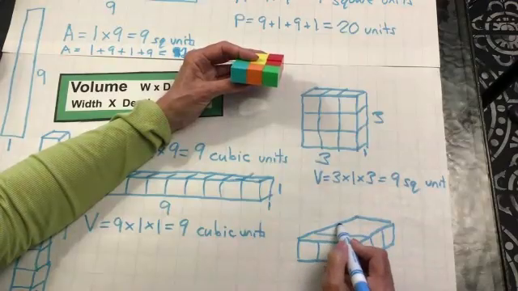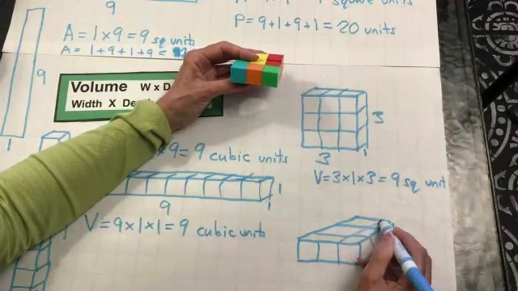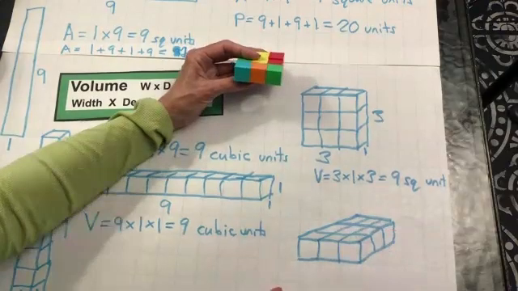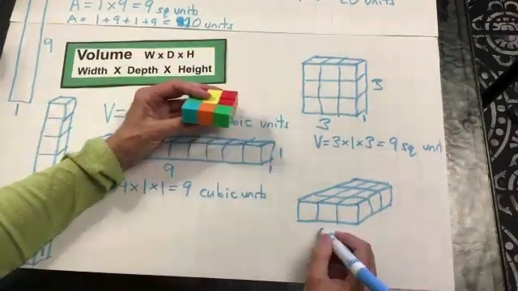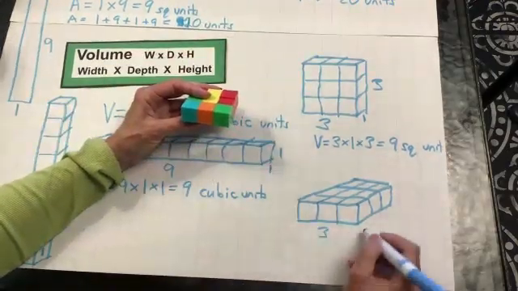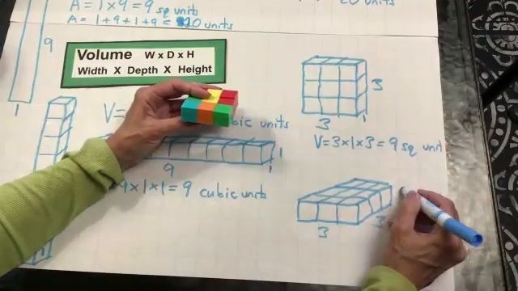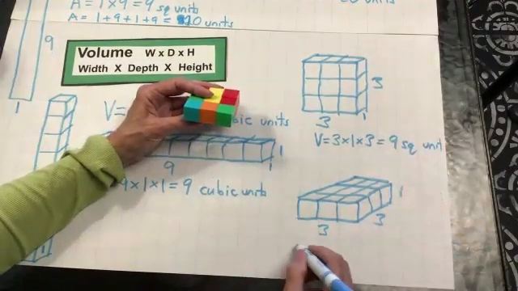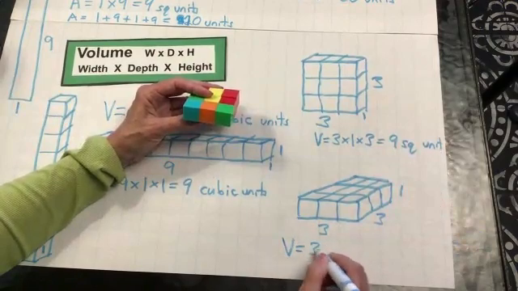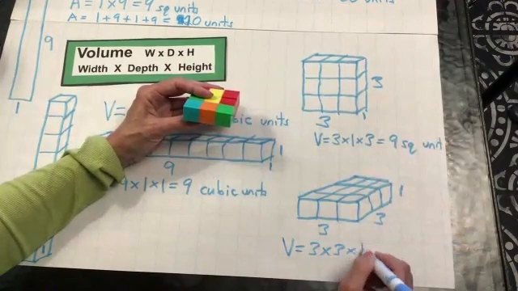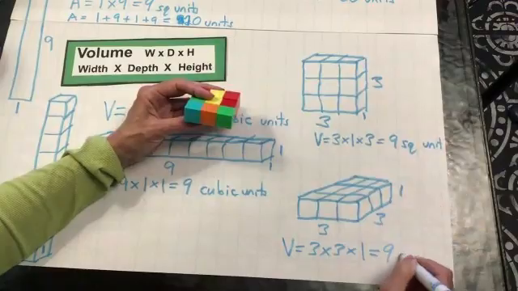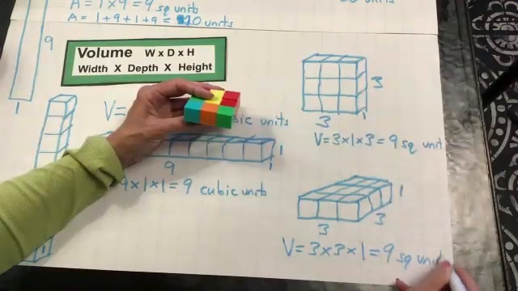All right. So we're going to go here, and then we're going to go here. Just give it your best shot. Now we've got 3 by 3 by 1. So we can write down volume equals 3 times 3 times 1 equals 9 cubic units.